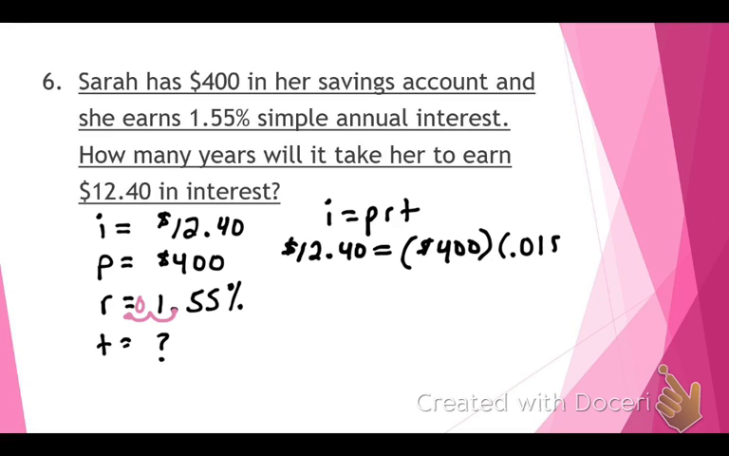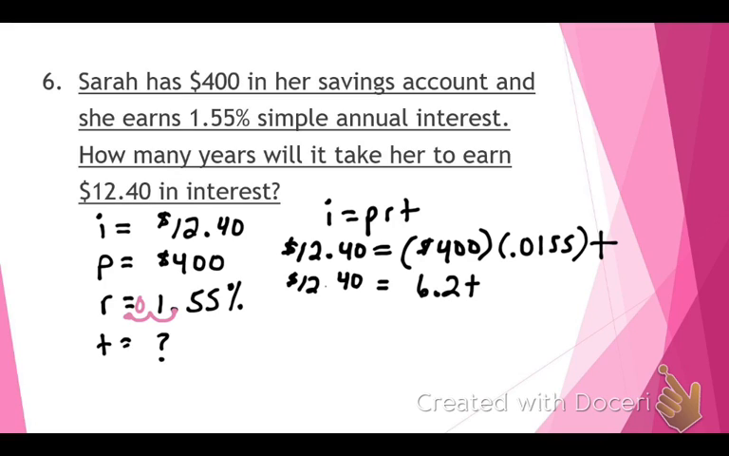How many of you did that? Okay, that's where people mess up the most. They forget to do that, all right? And then we don't know our time yet, so we're going to put T right there, okay? Help me out right here. What is 400 times 0.0155? Not $6.20, just 6.2 times T equals $12.40.